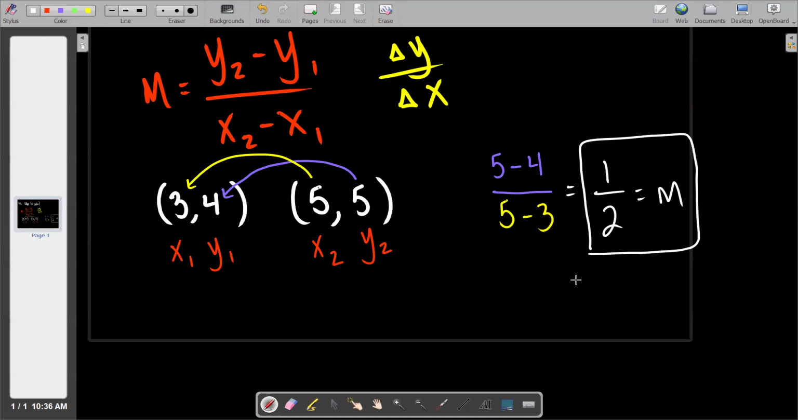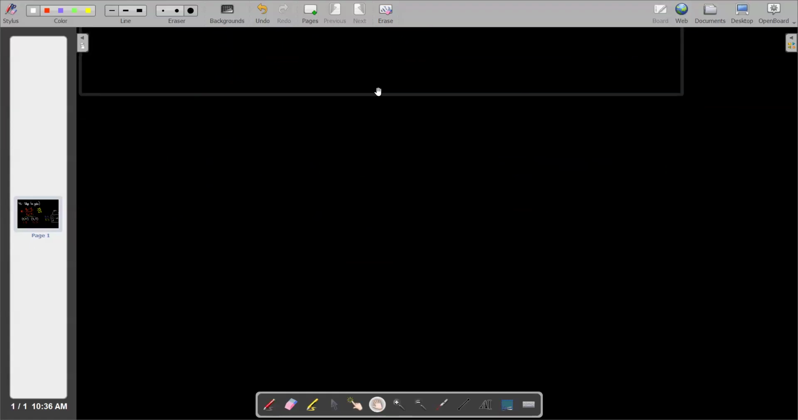Do you have any questions? Would this line go uphill or downhill? Up. It would go uphill because this slope right here is a positive, and positive slopes are always lines that go uphill like that. Got it? Yeah. Good. Let's do another example.